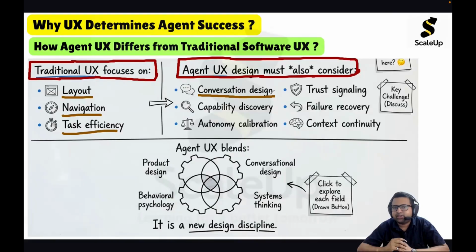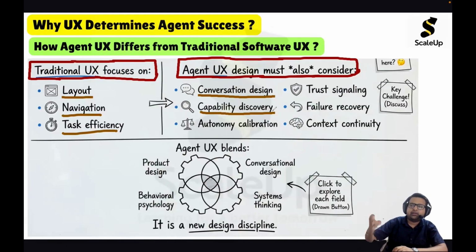Agent UX design must also consider capability. In the absence of menus, the UI must use just-in-time education, showing the user what the agent can do exactly when that skill becomes relevant. So that is capability discovery. Like in ChatGPT, when you give it an input prompt, it will generate a response, and then in the end, it also tells you it can do this for you, do that for you.